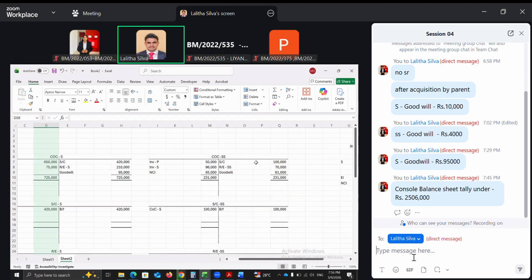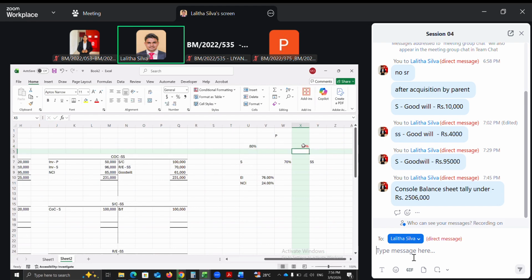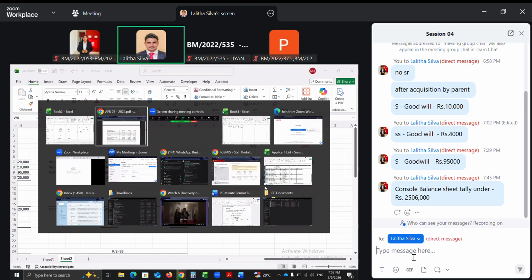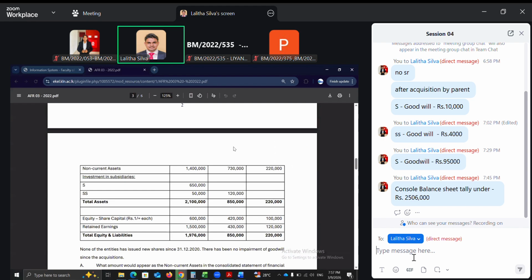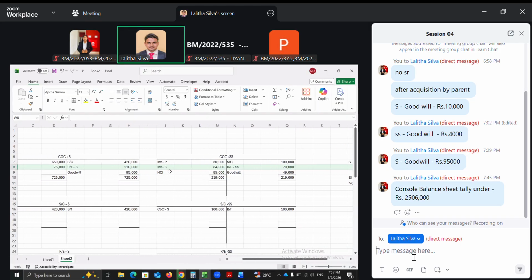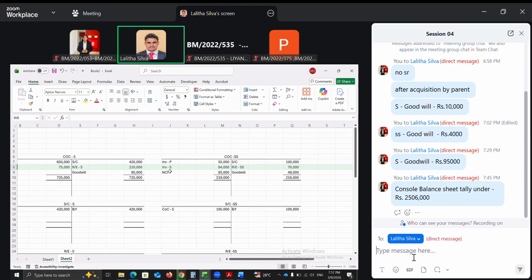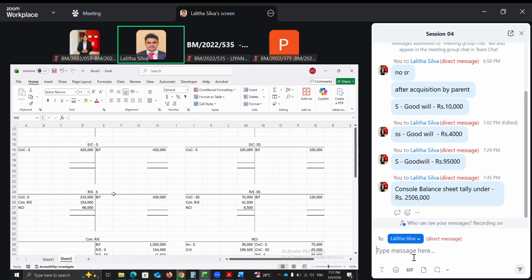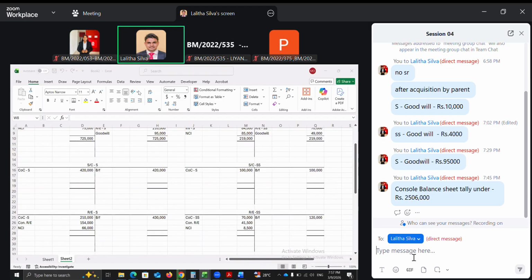Only these balances change. It's 20%, 70%, and 90%. Is the effective interest 83% and the NCI is 17%? Is this the answer you got? Okay. Then the goodwill balances, is it 95,000 and 49,000?